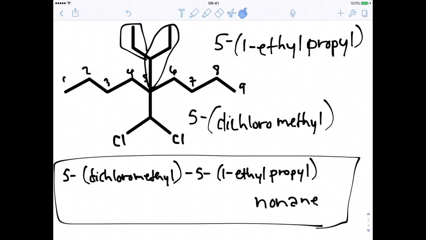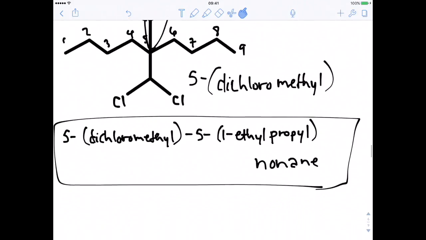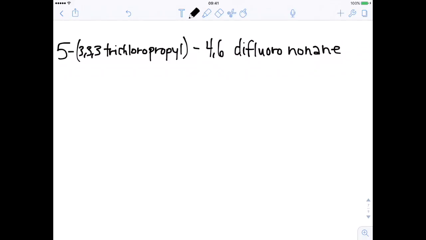I want to go over one last example before we end this video, and I want to do an example where you kind of have to work backwards and draw a compound based on the given name, rather than seeing the compound and writing the name out. For this example, we're going to use 5,3,3-trichloropropyl 4,6-difluorononane.